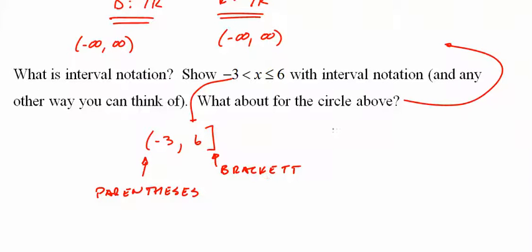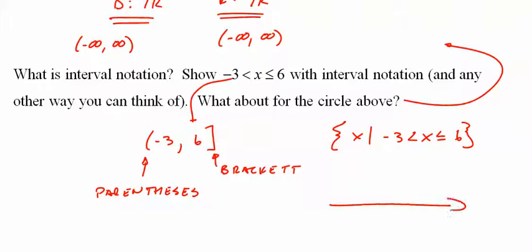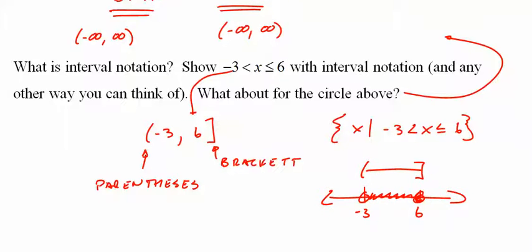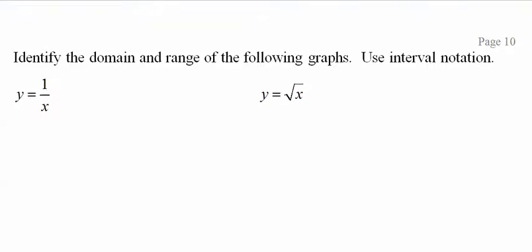Other ways to do it would be what we call set notation. A set of x such that negative 3 is less than x is less than or equal to 6. Quite a few people have pointed out that A, I can't make a bracket to save my life, and B, that's really the same thing. Yeah, agreed. And we could also do a number line, fill in the dot. Some people do this on the number line. Whatever. We'll be working off of interval notation.